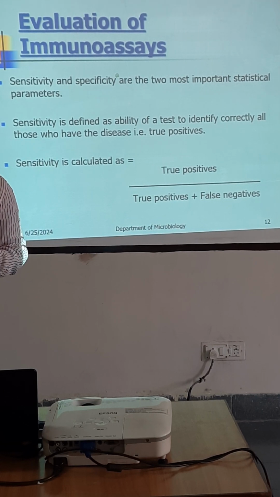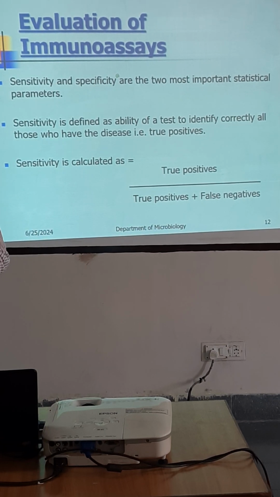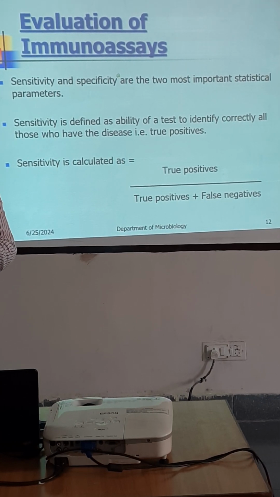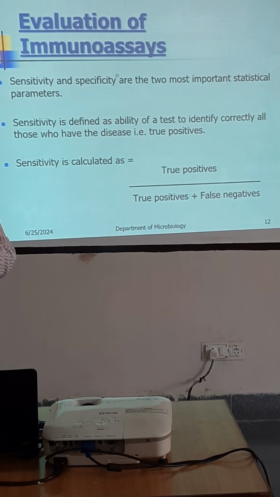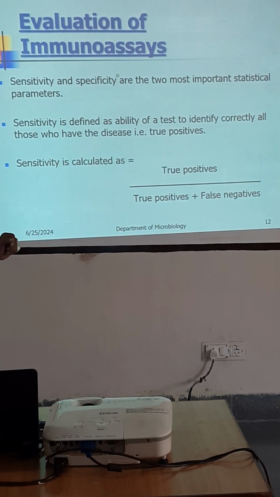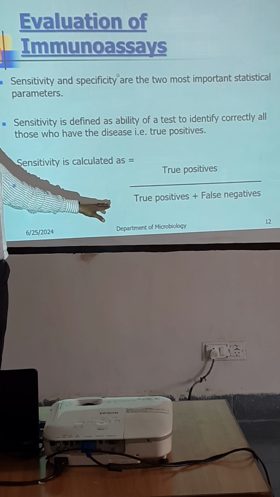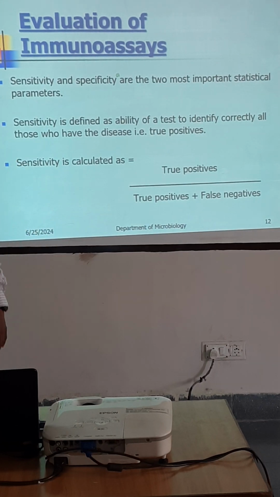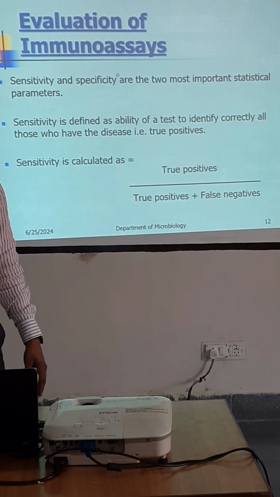Now these are the most important statistical parameters which are applied for each and every immunoassay. Sensitivity can be defined as the ability of a particular test to correctly identify the presence of the disease, or the true positivity. So if the test is positive and the disease is there, then the test has good sensitivity. How is sensitivity calculated? Sensitivity is calculated as true positives divided by true positives plus false negatives.